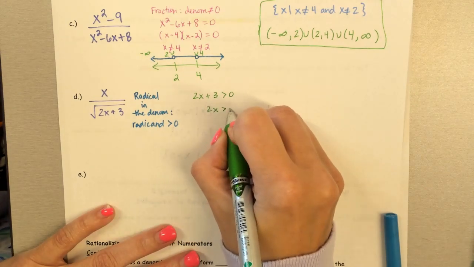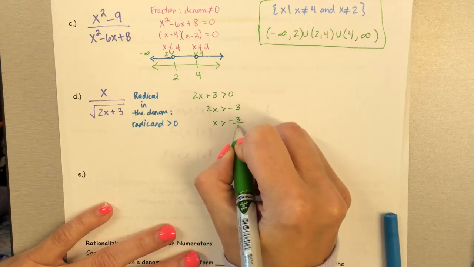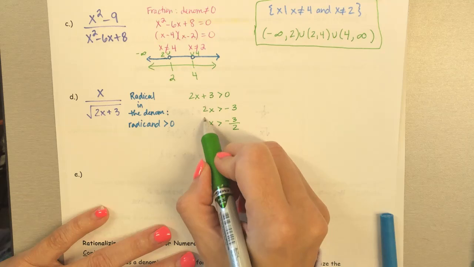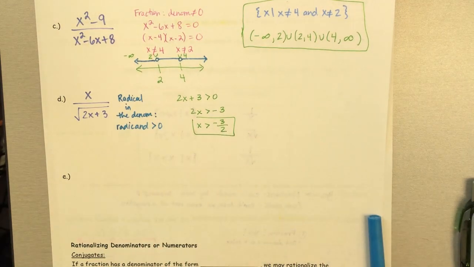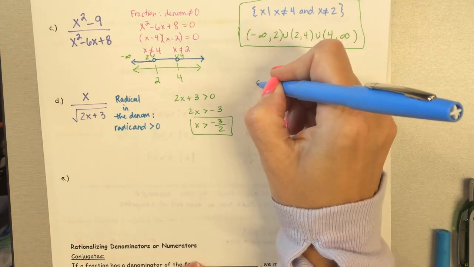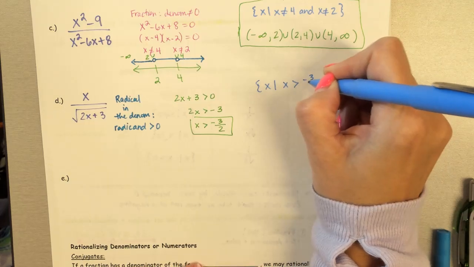So we're going to subtract the 3 over. We're going to divide by 2. Okay, and then we're just going to write that in our proper notation. So for set builder, it's just x such that x is greater than negative 3 over 2.